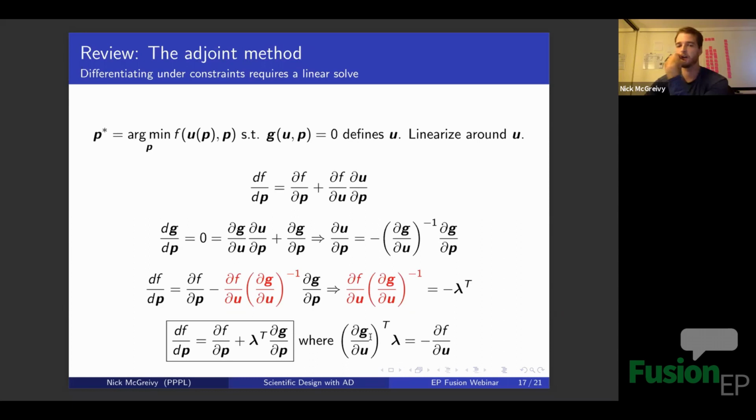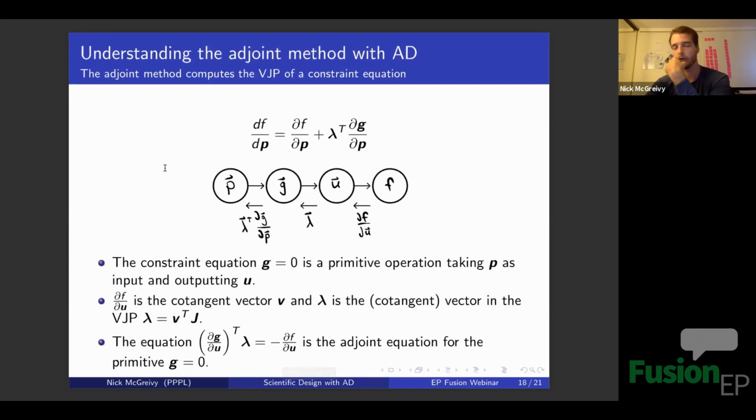So okay, that's a mouthful. That's a lot of math. It's a lot of calculus. What is really going on here? When I understood this, it made a lot more sense to me. So what you can think of this as is a series of primitive operations that start with a vector P. You perform a primitive operation, and then you get a vector G, which is this implicit equation. And then the process of solving that equation you can think of as a primitive. And that gives you your solution U. And then with that solution U, you perform a series of primitive operations to compute your objective function.